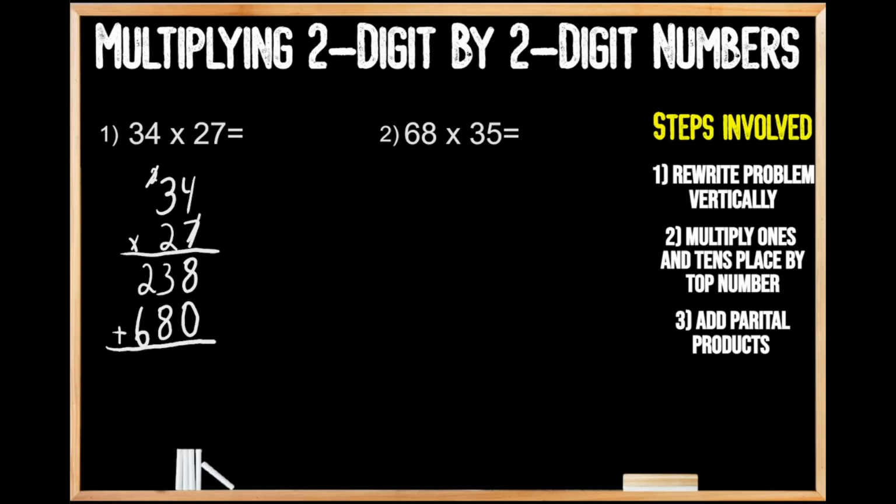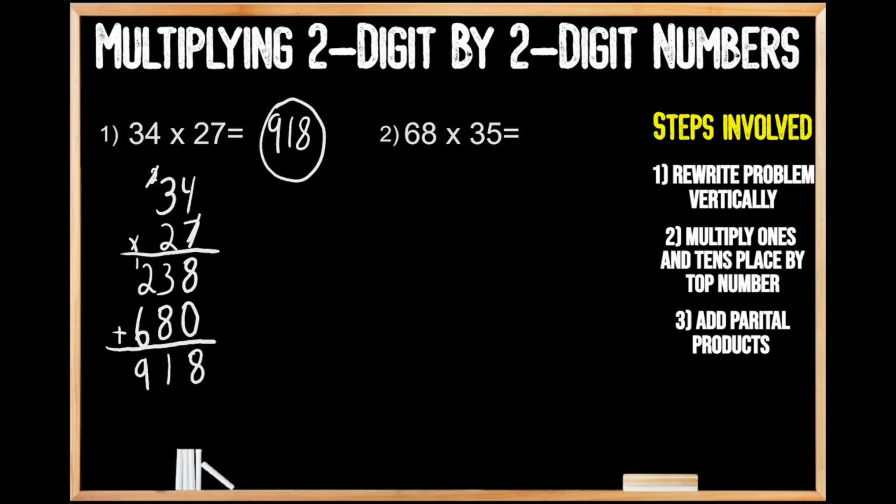So when we add 8 plus 0, we get 8. And when we add 3 plus 8, we get 11. So we're going to write the 1 down below and carry the additional 1. 1 plus 2 gives us 3, plus 6 gives us 9, for 918. So when we multiply 34 times 27, we get the product of 918.